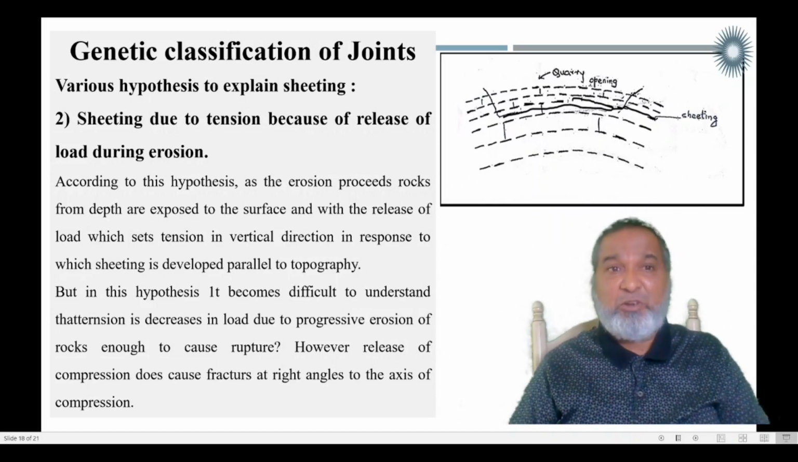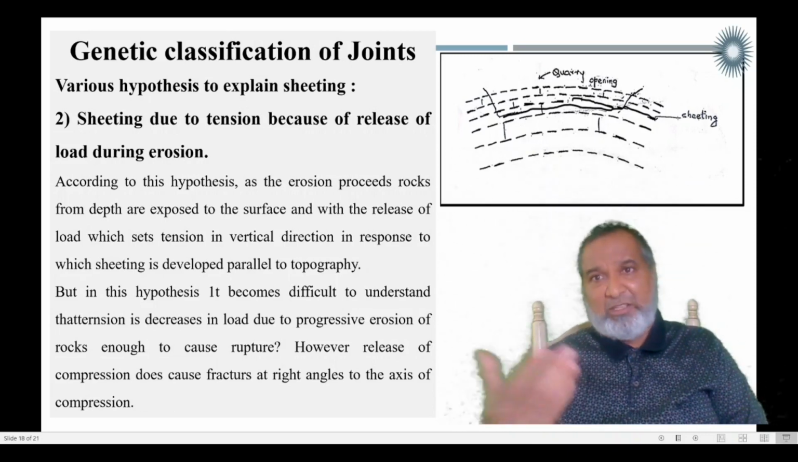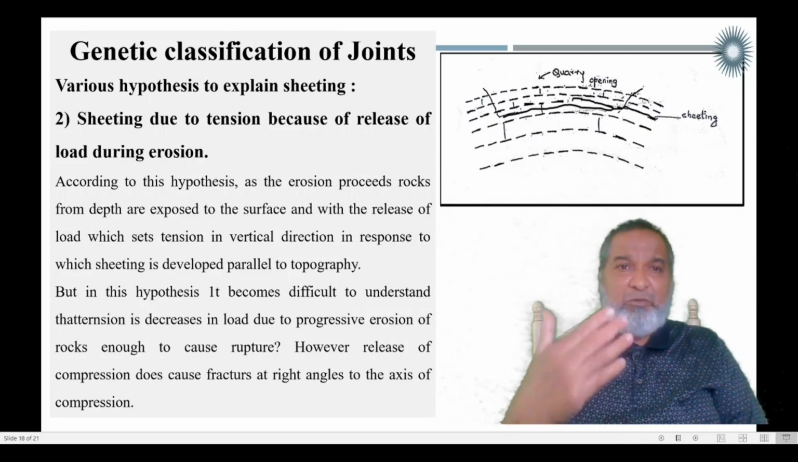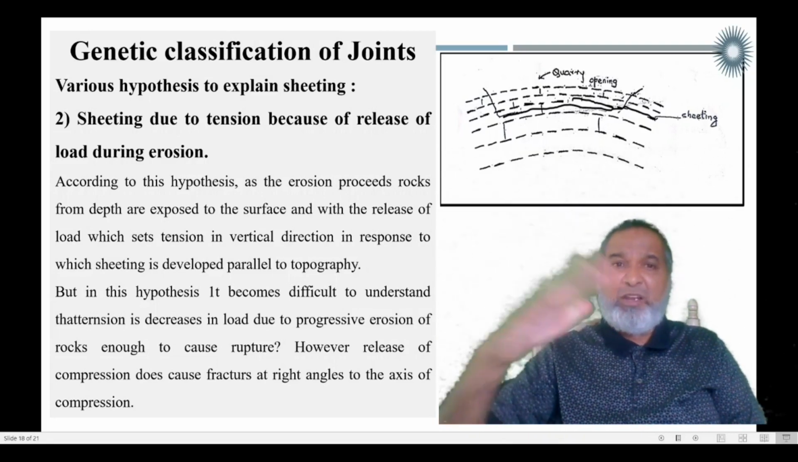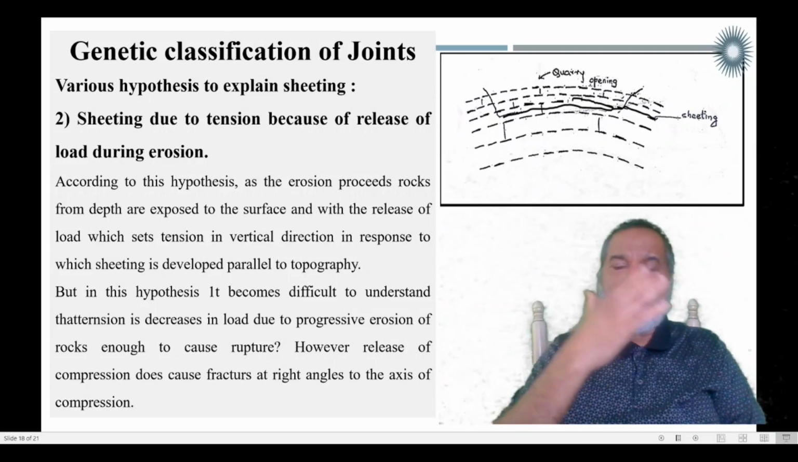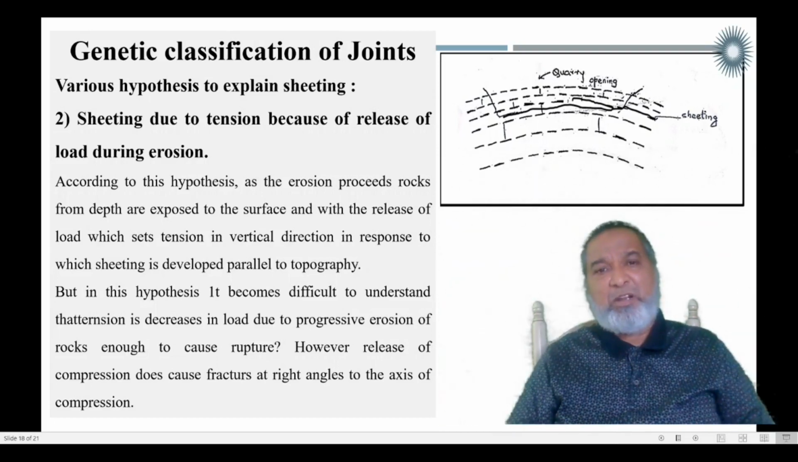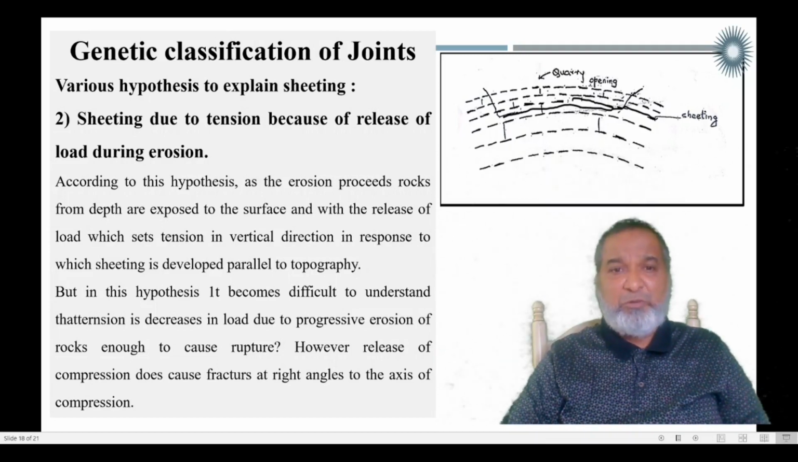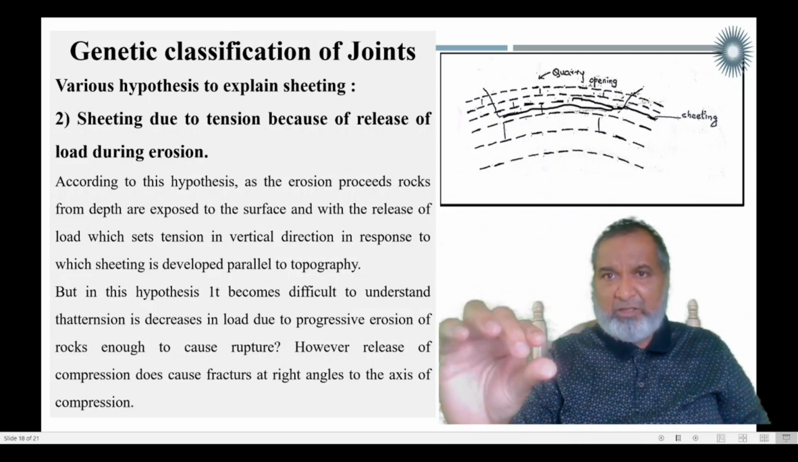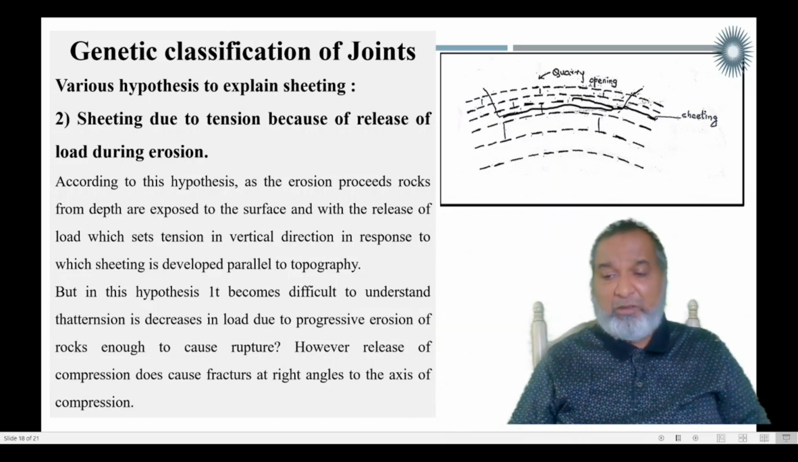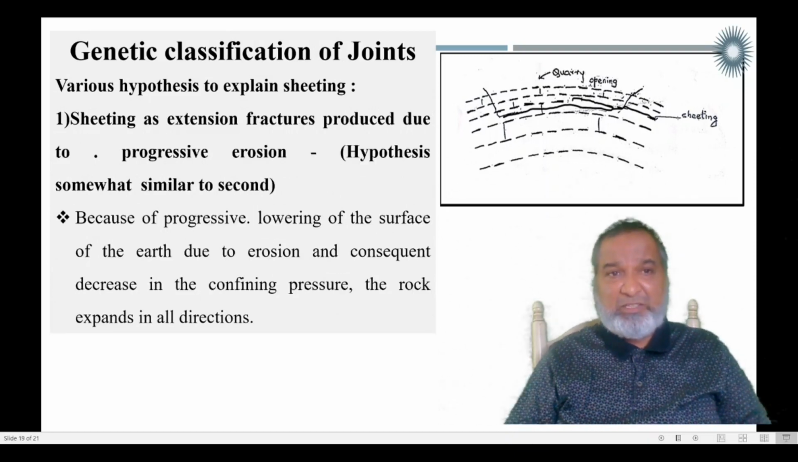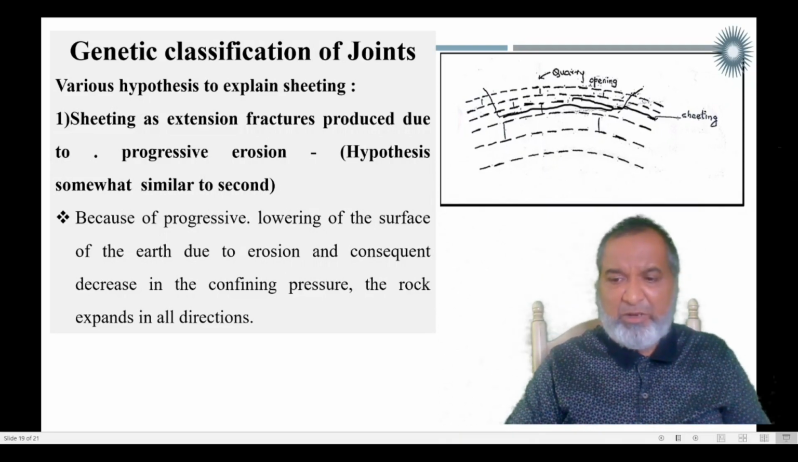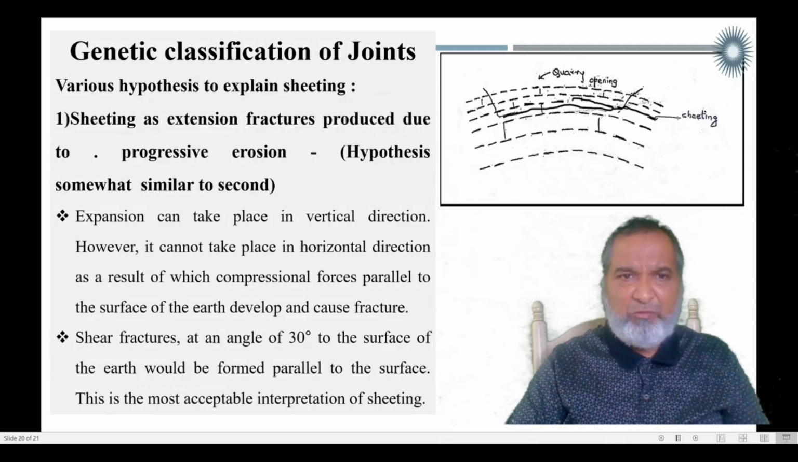The next is sheeting due to tension because of release of load during erosion, which is what we have seen. The upper part is eroded very fast. Normally, when you make mines, you take out the upper part very fast, and due to that you get the sheeting joints, which we can make out on the surface. They are very thin, but as you go down, the distance between the sheeting joints goes on increasing. These are the various hypotheses that have been promulgated, and we have explained them.